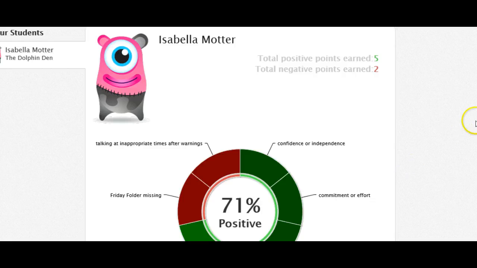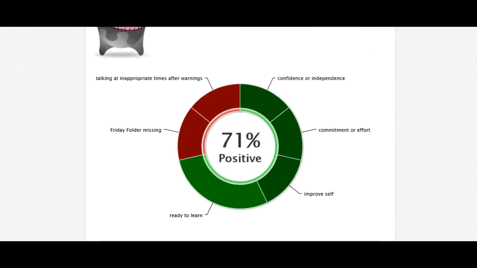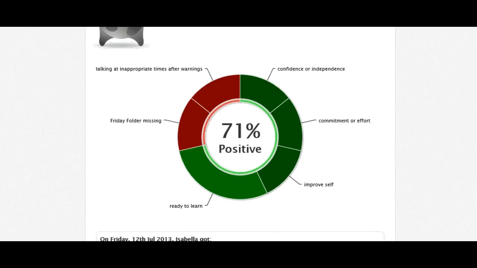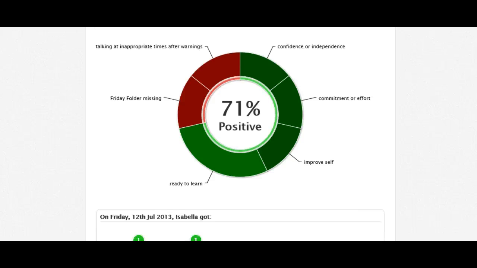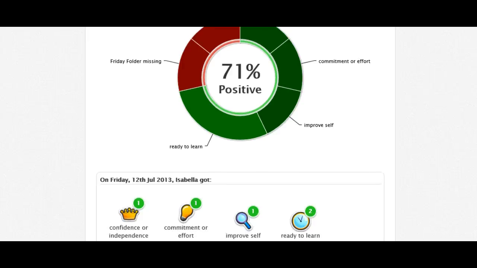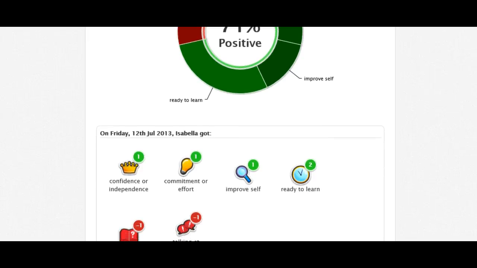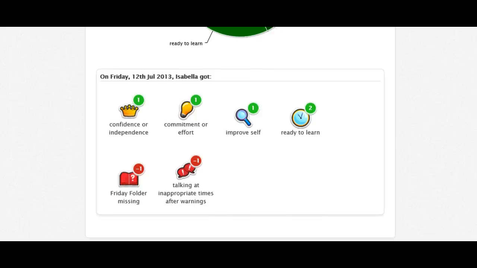And your report will look something like this, where you will be able to see a circle graph of their activity in the classroom. The green will be their positive behaviors, and then you can see below the different dates what happened. So since I only did it on one date, there's only the one day on there, but you should be able to see a full week.